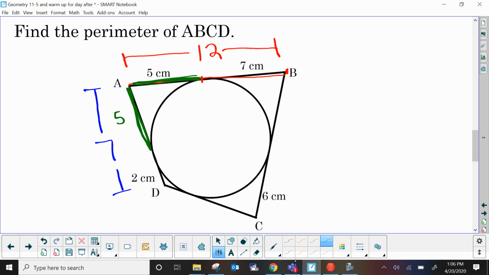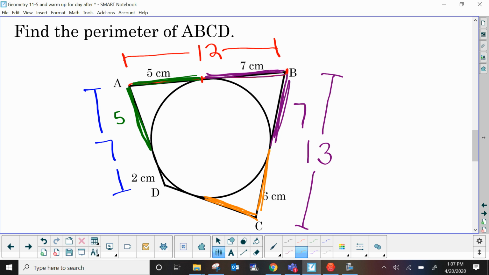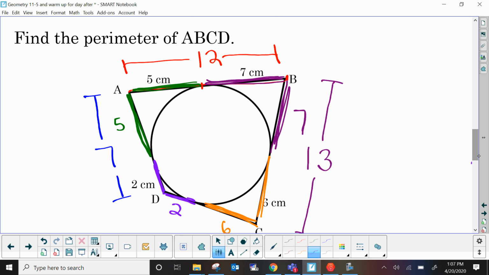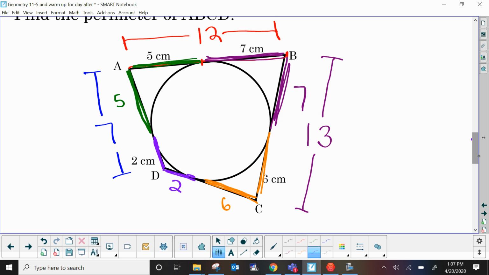Over here, if this was 7, then we know that this has to be 7 as well, which means if that part is 7 and this part is 6, then this entire thing is 13. Okay. And then we have, of course, if this one is 6, then this one has to be 6. And if this one is 2, then this one has to be 2, which then allows us to say that this entire side over here is now 8.